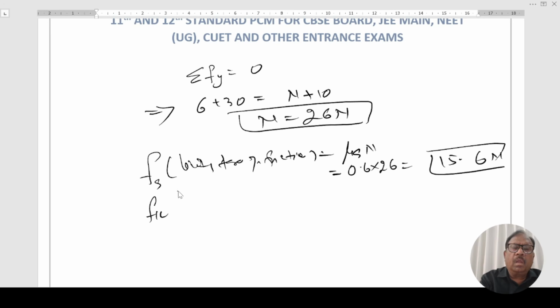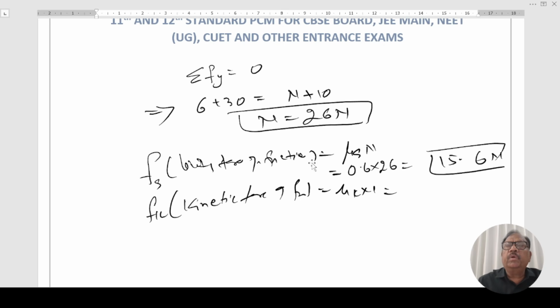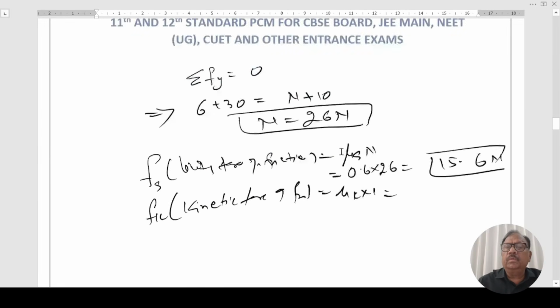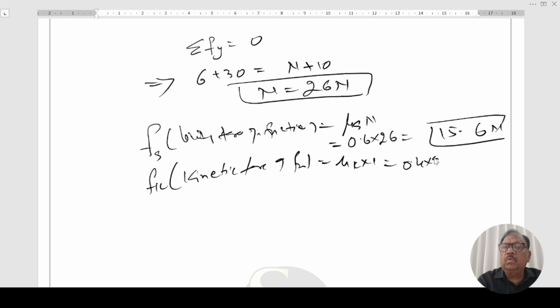Mu k, Fk, the kinetic force of friction, that is mu k, that is 0.4 into 26, that is 10.4 Newton, right?